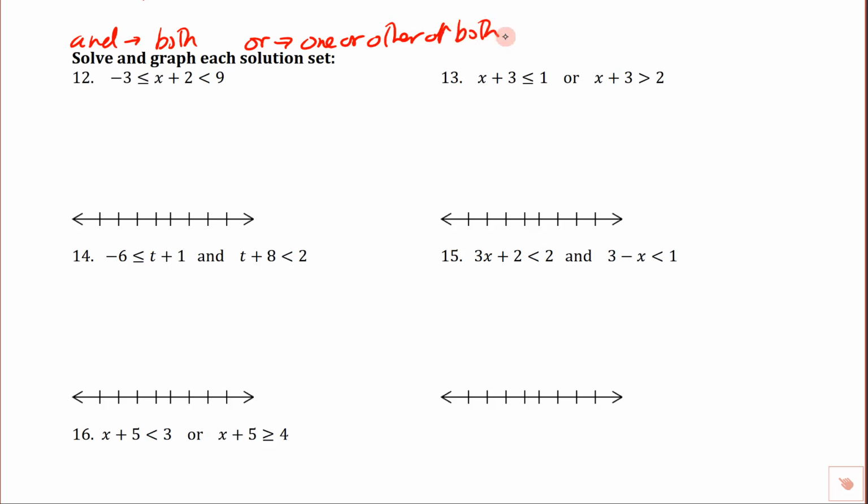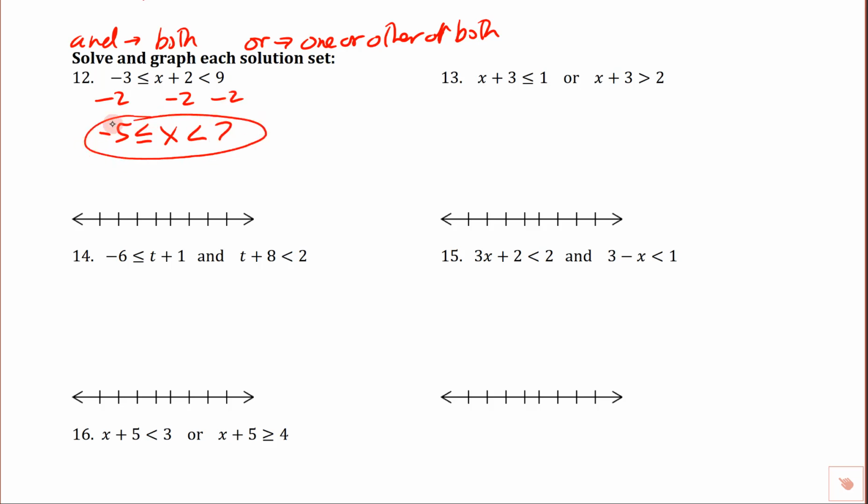So that'll be important, and the only one that can be written without a symbol is an and. So this one right here technically is an and, but these are actually kind of nice to work with. They're kind of like 3-sided inequalities. So to solve this one, it's really pretty easy. All we have to do is subtract 2 from everything. So this is going to be negative 5 less than or equal to x less than 7.